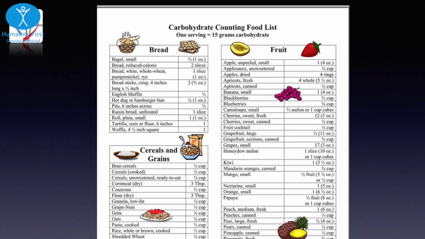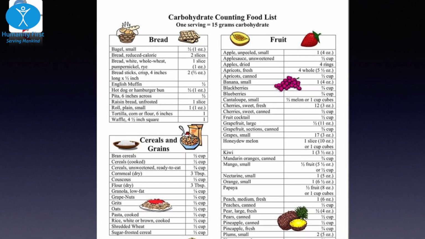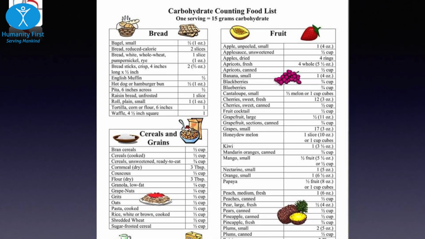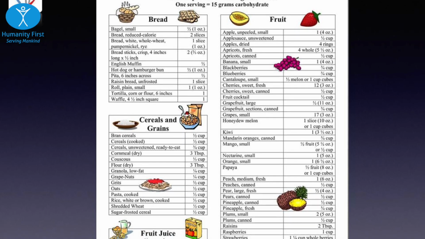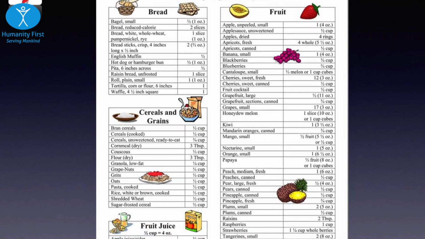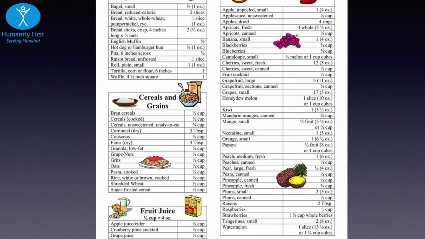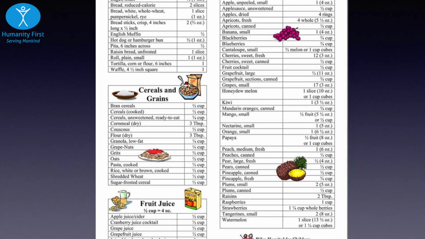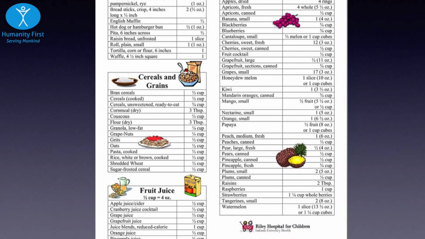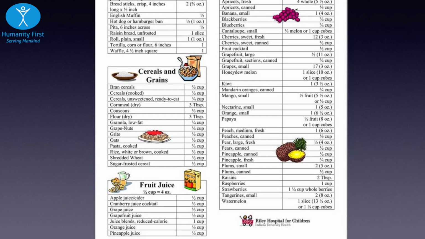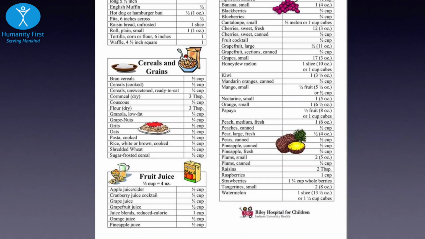This chart shows the amount of each food that equals approximately 15 grams of carbohydrate. And everybody can individualize the restriction of carbs according to his or her tolerance level, I would say.